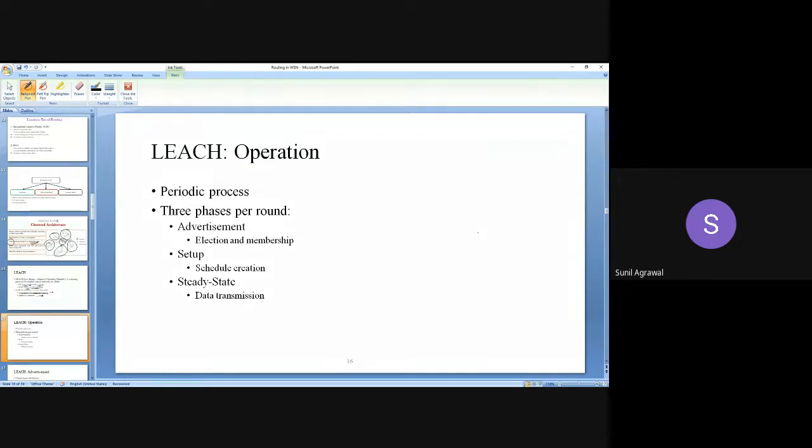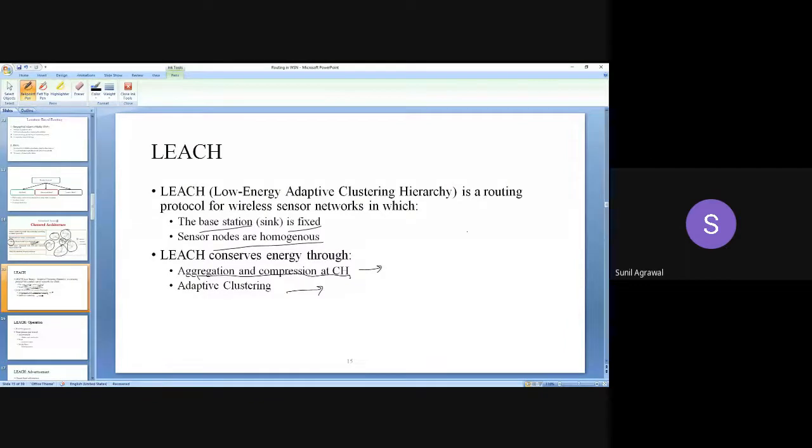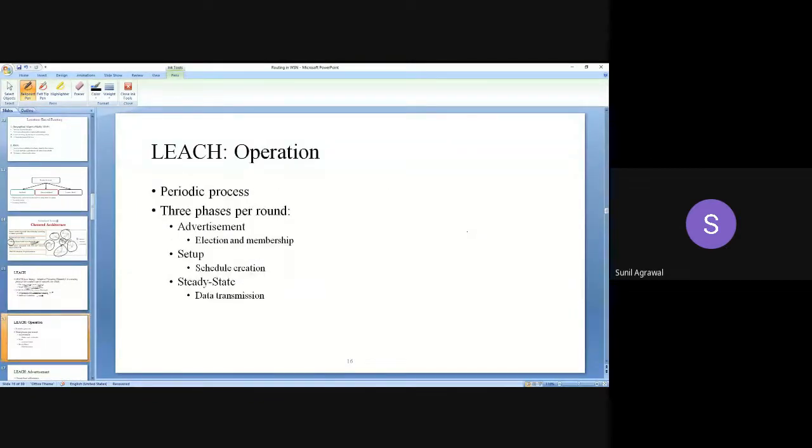So in this LEACH, low energy adaptive clustering hierarchy, the operation is like this. There are 3 phases per round. Advertisement. Advertisement means every node conveys its battery energy and declares whether it can participate in the cluster head election or not, right? So on the basis of this advertisement, the cluster heads are selected, then the schedule is set up, and then data transmission is done, right? So this is a periodic process.